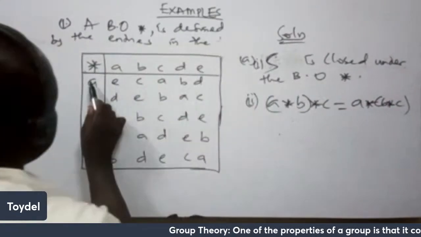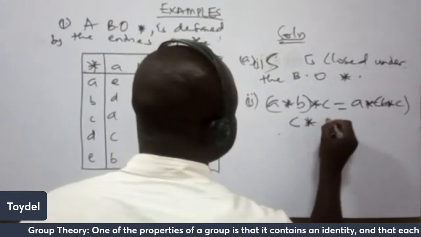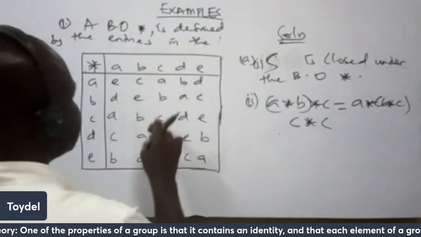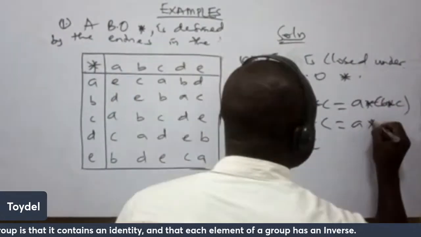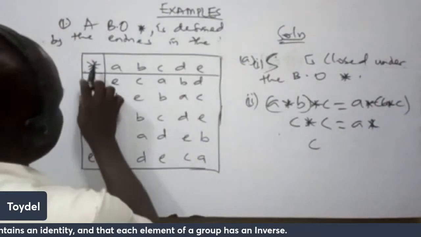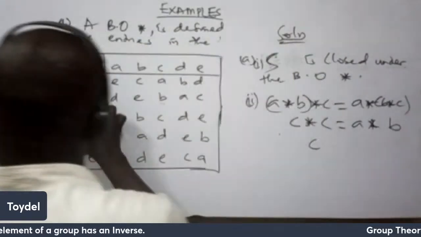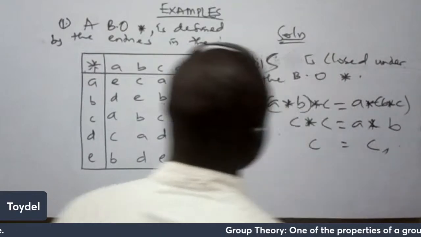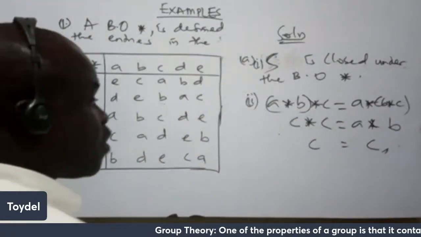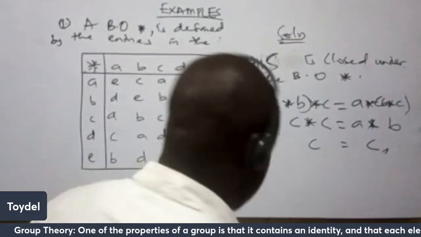Let's look at A asterisk B is C. Then we now have C asterisk C. C asterisk C is C. Then let's go to this side. We have A asterisk. What is B asterisk C? B asterisk C is B. Then what is A asterisk B? A asterisk B is C. It's equal to C. In that case, this associative property must hold for all.